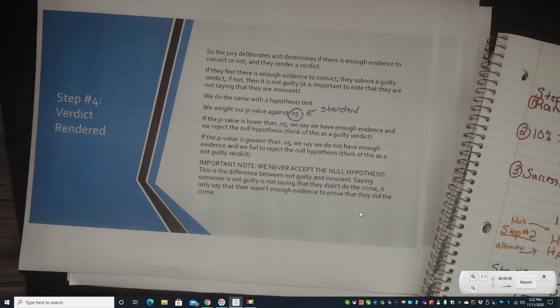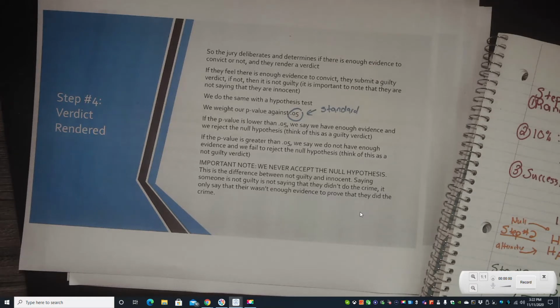If the p-value is lower than 0.05, then we say that we have enough evidence and we reject the null hypothesis. This is basically very similar to a guilty verdict. If the p-value is greater than 0.05, then we say that we don't have enough evidence, and we fail to reject the null hypothesis. And we can think of this as a not guilty verdict. The important note here is that we don't ever accept the null hypothesis. This is a difference between not guilty and innocent.